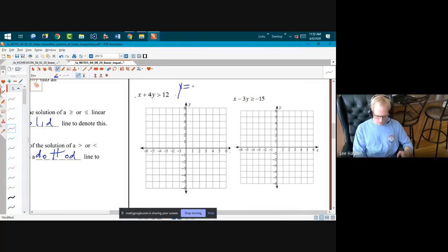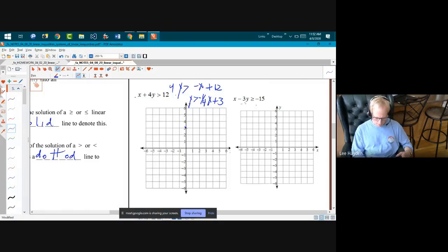When I do that, first of all, I get 4y is greater than negative x plus 12. Oh, and this brings up a very important point. When you have a linear inequality or a regular inequality with one variable and you divide by a negative number, you have to reverse the direction of the inequality sign, which I think is going to happen in the next problem. Okay, so now I divide by 4. I get y is greater than negative 1/4 x plus 3.